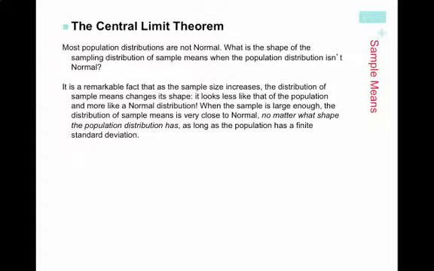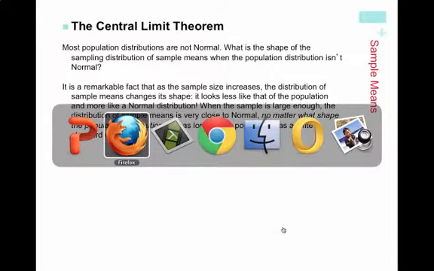So what happens if we're sampling from a population that isn't normal? What ends up happening is that as the sample size increases, the distribution of sample means changes its shape. It starts to look less like the population and more like the normal distribution. When the sample's large enough, the distribution of sample means is very close to normal, no matter what shape we started with, as long as our population has a finite standard deviation.